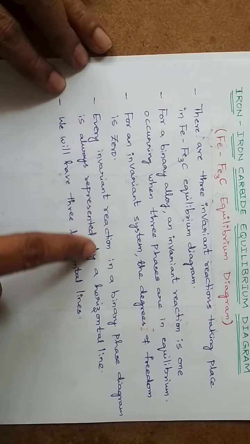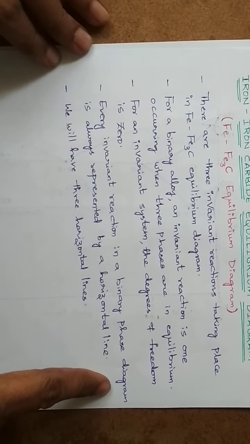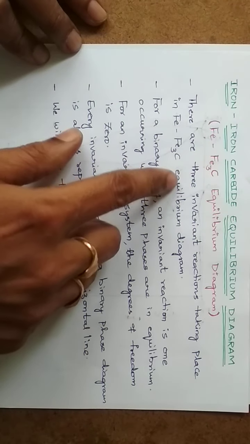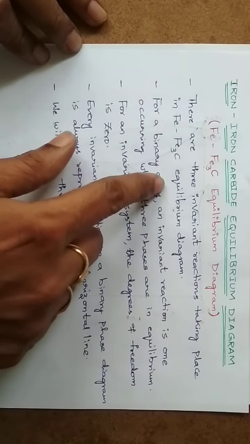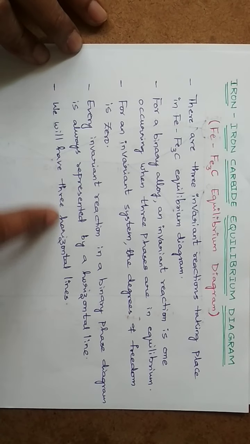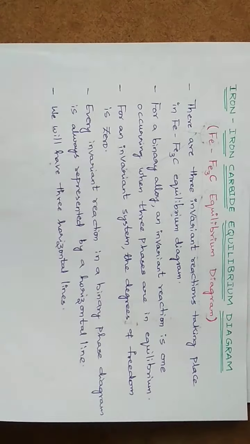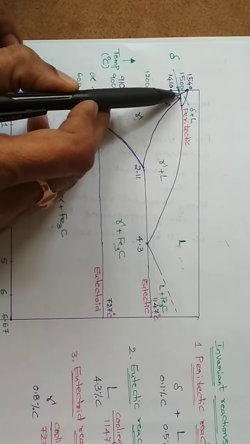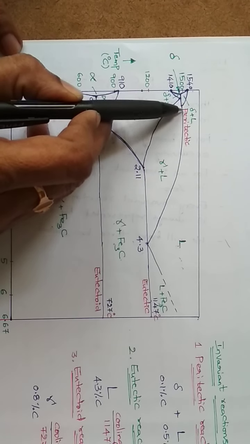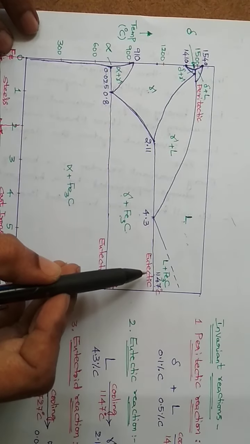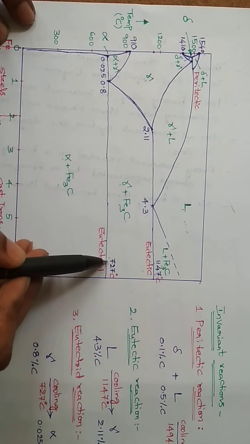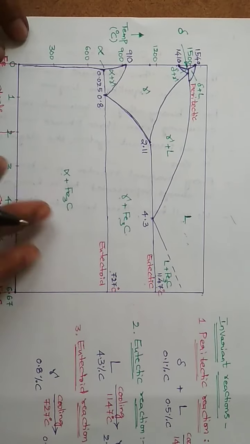And every invariant reaction in a binary phase diagram is always represented by a horizontal line. Since we have three invariant reactions taking place in the iron carbide equilibrium diagram, we will have three horizontal lines. So what are those three horizontal lines? One at 1494, which is the peritectic reaction, the other one at 1147, which is the eutectic reaction, and the third one at 727, which is the eutectoid reaction.